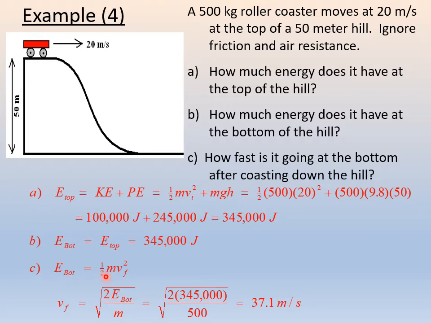So we multiply everything by 2, divide by m, and then take the square root, okay, and we can fill in our numbers here. The energy at the bottom, remember, was 345,000, and the mass of the roller coaster was given as 500 kilograms. And then remember, this whole thing is square rooted. So this turns out to be 37.1 meters per second. And this answer makes sense. Remember, the roller coaster was going 20 meters per second up here. As it goes down the hill, it picks up speed because it's gaining kinetic energy. So it ends up going faster at 37.1 meters per second.